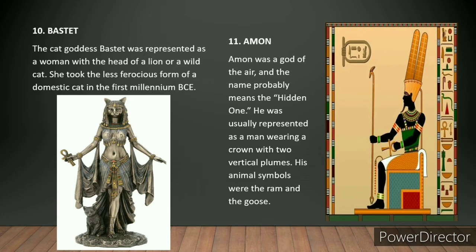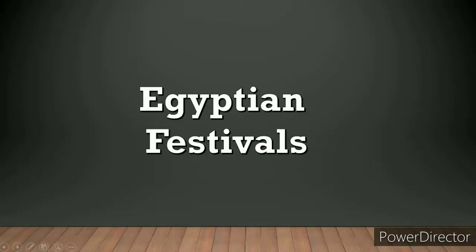Eleventh, Amon. Before rising to national importance in the New Kingdom, the god Amon was worshipped locally in the southern city of Thebes. Amon was a god of the air, and the name probably means the hidden one. He was usually represented as a man wearing a crown with two vertical plumes. His animal symbols were the ram and the goose.